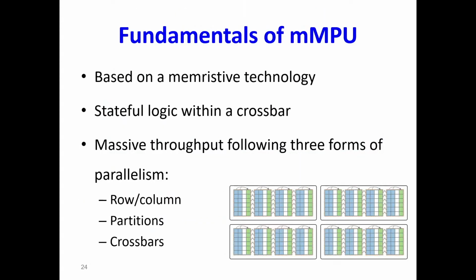So if we summarize everything that I said about the mMPU, we're using memristive technology, but we saw that it can be applied also to other technologies. We perform stateful logic within the crossbar, and we have three forms of parallelism: within rows and columns, within partitions, and within crossbars. So we have a memory that can perform millions of operations simultaneously in the form of logic gates.